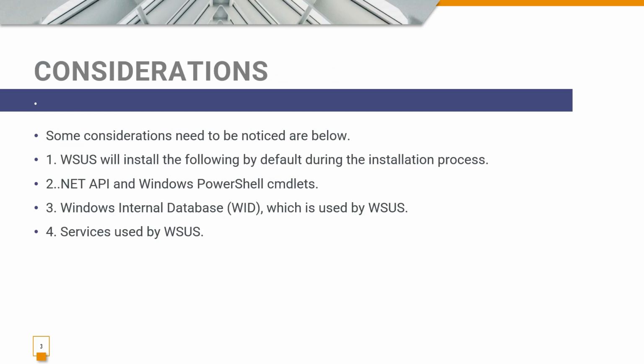Some considerations need to be noted as below. WSUS will install the following by default during the installation process. For example, the .NET API and Windows PowerShell cmdlets are installed by default at the time of WSUS role deployment. Windows Internal Database, that is WID, is used by WSUS. Or for a bigger environment, you can set up MS SQL also. Services used by WSUS are also installed during the WSUS setup.